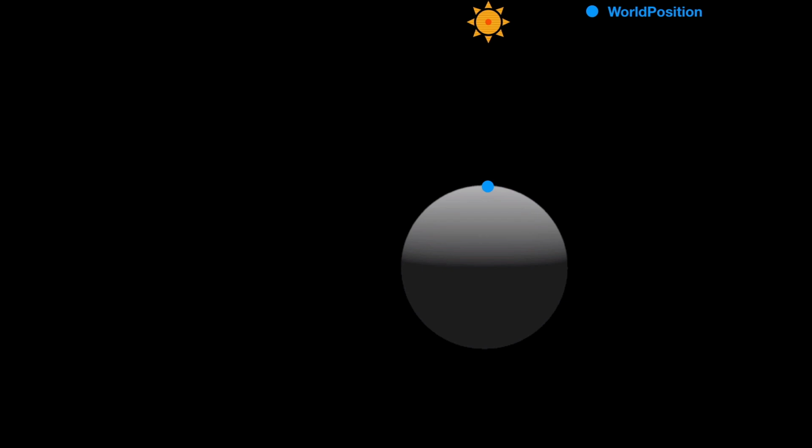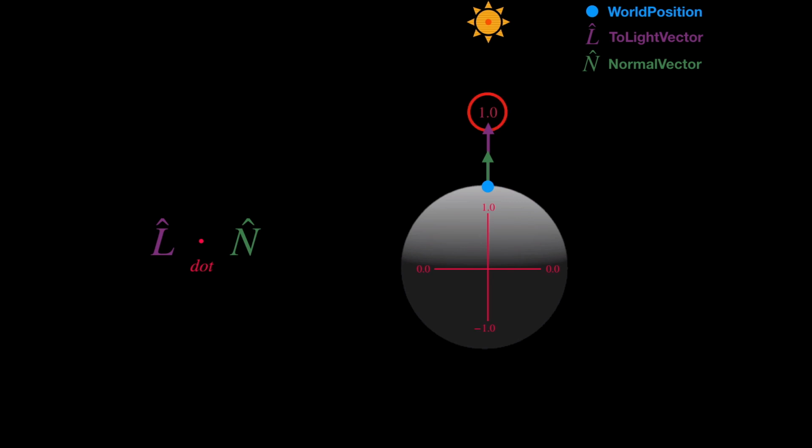So this area on our sphere has a to-light vector that looks something like this, and you can find this to-light vector by doing vector subtraction between the light data's position and the world position's vector. Now we also have normal vectors all over our object, but in this case it's pointing straight up, which is pointing in the exact same direction as our to-light vector. Now if we take the dot product of these two vectors, we should get a value of 1 because these two vectors are parallel to each other.